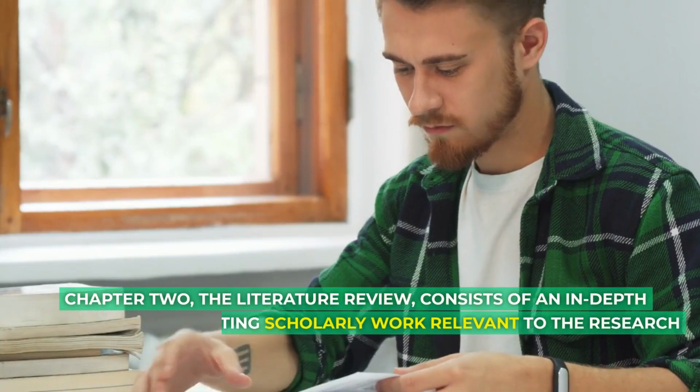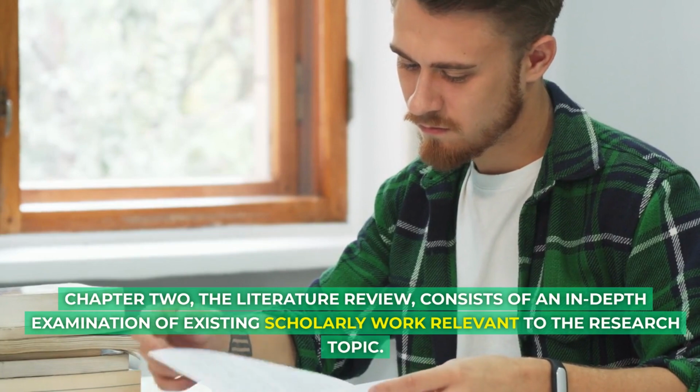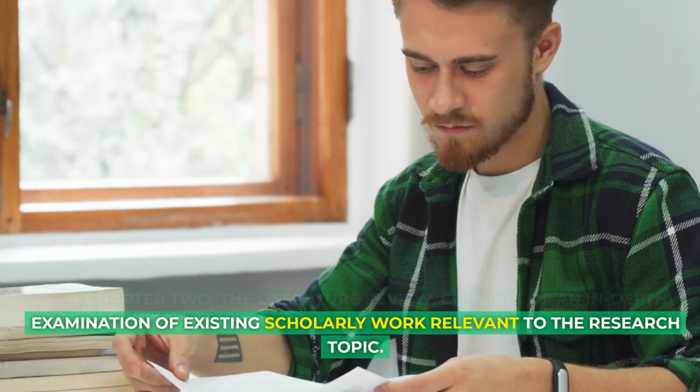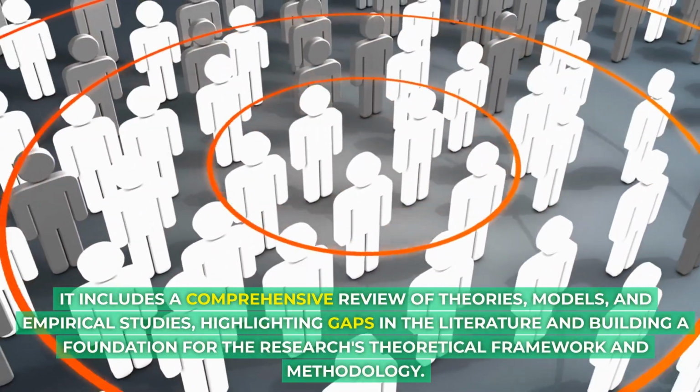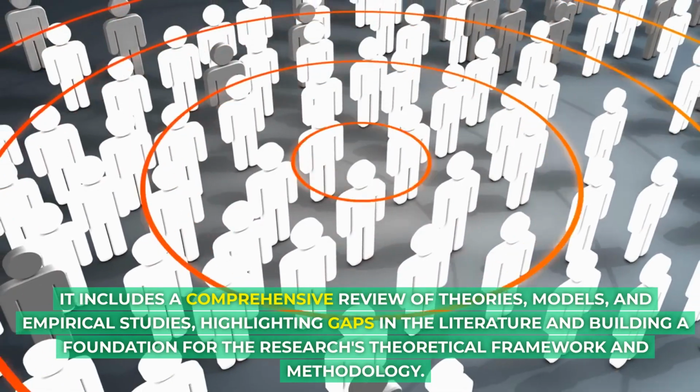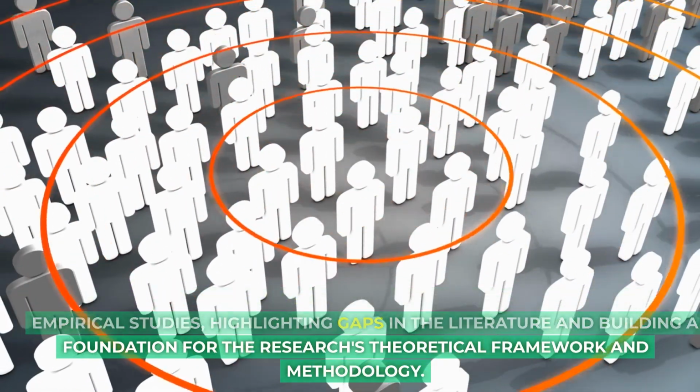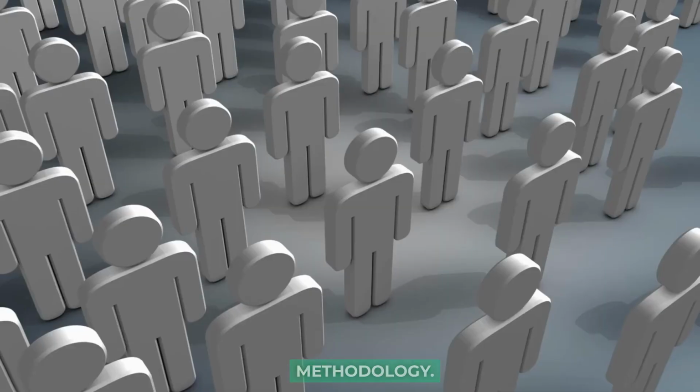Chapter 2, the Literature Review, consists of an in-depth examination of existing scholarly work relevant to the research topic. It includes a comprehensive review of theories, models, and empirical studies, highlighting gaps in the literature and building a foundation for the research's theoretical framework and methodology.